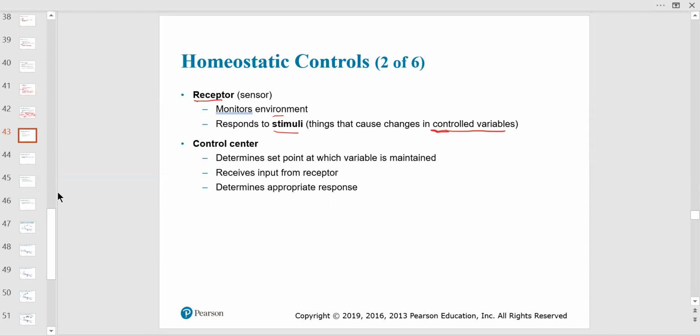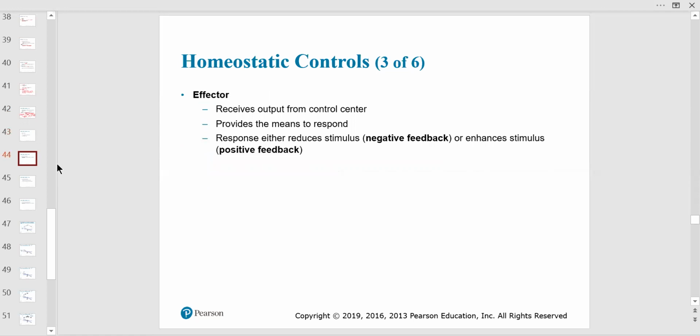And then the control center, again, is usually the brain, and that determines the ranges of homeostasis. So it receives an input from the receptor, and then the appropriate response is an output to the effector. And the effector is going to be the place that makes the change, right? Which could be a gland, the heart, another part of the nervous system, an organ, or smooth muscle. So that's going to do the work to make the change.